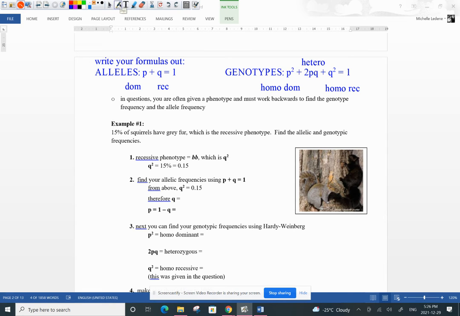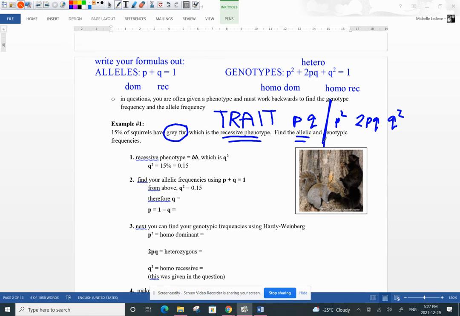So here's an example question. We are told that 15% of squirrels have gray fur. Now that's a recessive phenotype. That is a trait. That's an appearance, what the squirrels look like. So we're asked to find the allelic frequencies. So in other words, find P and Q, and find the genotype frequencies. So what is P squared? What is 2PQ? And what is Q squared? Those are the genotype frequencies.